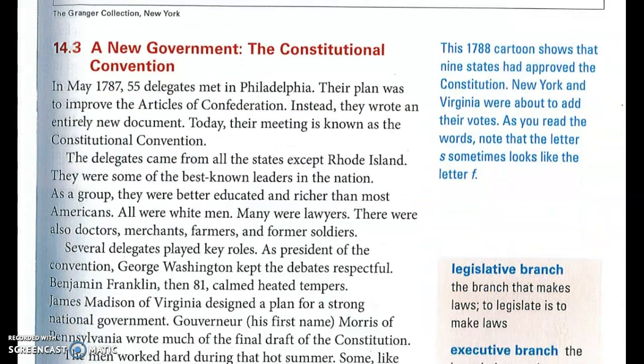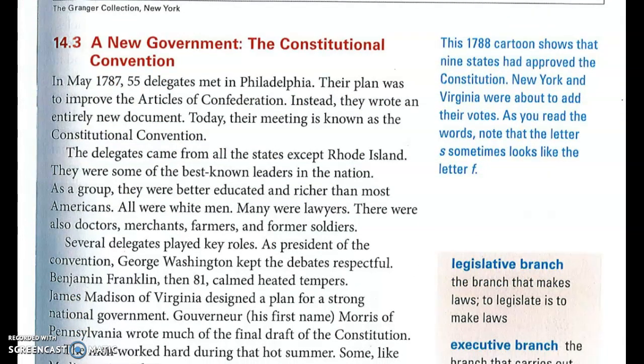14.3 A New Government, the Constitutional Convention. In May 1787, 55 delegates met in Philadelphia. Their plan was to improve the Articles of Confederation. Instead, they wrote an entirely new document. Today, their meeting is known as the Constitutional Convention. The delegates came from all the states except for Rhode Island.